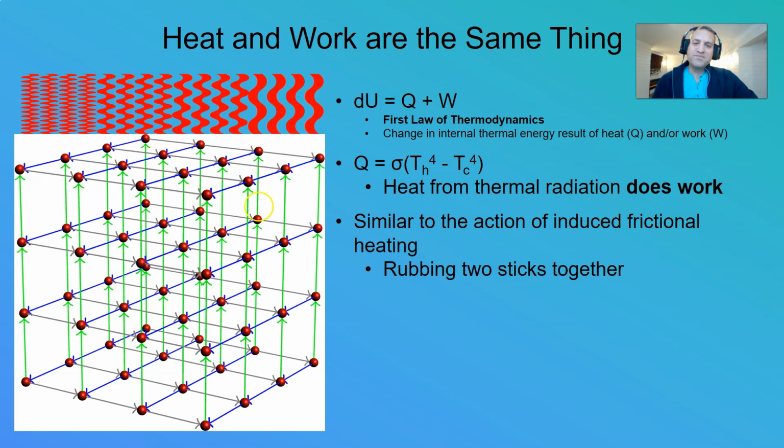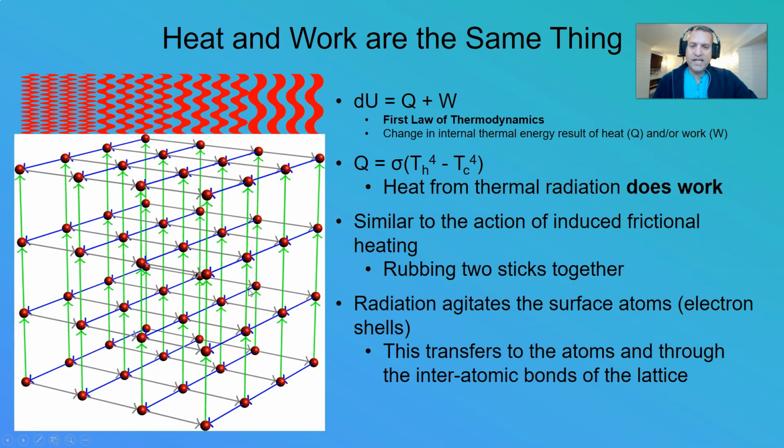So anyway, it's similar to the action of induced frictional heating, except in this case, the radiation is doing the agitation. So this radiation comes down, and these atoms are all surrounded by electron shells, electron clouds. There are electrons that make up these interatomic bonds that are holding these atoms together. But electrons are very sensitive to light. Electrons pick up and see this light and are affected by it, and the electrons will start being agitated at the exact frequencies at which they're being impinged.